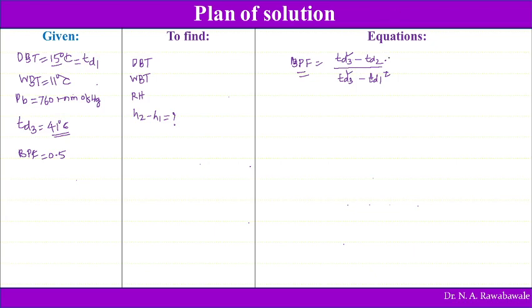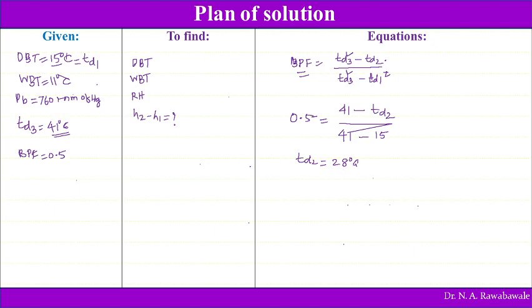Before that we must find out TD2. The bypass factor given is 0.5, which is equal to TD3, given as 41 degrees Celsius, minus TD2, which we don't know. TD2 is the dry bulb temperature of air leaving this heating coil. TD3 we know, that is 41, minus TD1, which is 15 degrees Celsius. So from this we can get TD2, which is equal to 28 degrees Celsius.